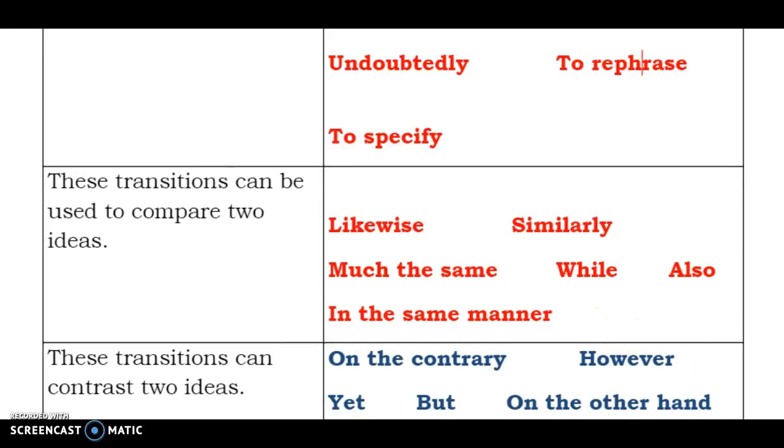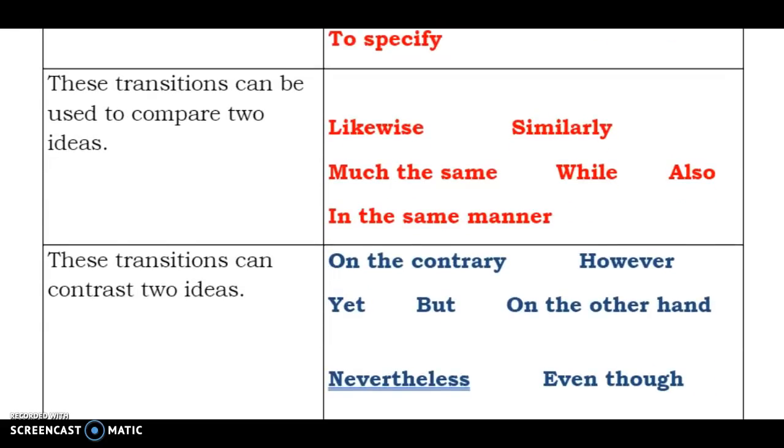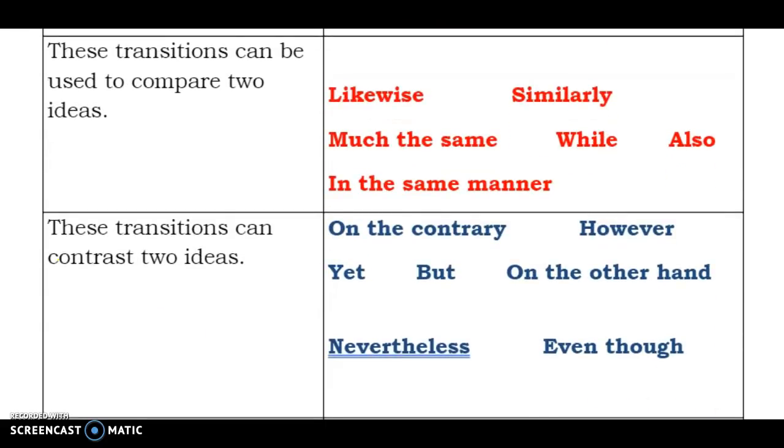Now, instead of similarities, you might be setting up ideas and information to show a contrast, to show opposing ideas. And those transitions would include on the contrary, however, yet, but, on the other hand, nevertheless, and even though. And again, if you need to pause to copy this, please do so.